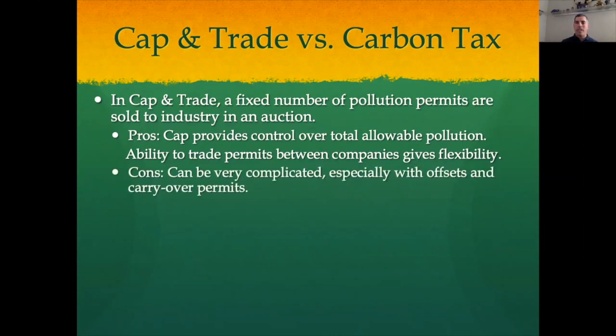The downside of cap and trade is that it can be very complicated, especially, for example, if they allow offsets, which is when a company can go outside of the cap and trade system and buy an offset somewhere else. So for example, let's say PG&E is participating in the California cap and trade system and they didn't have enough permits. So they buy some trees in the Brazilian rainforest and say, we're going to protect these trees in the Brazilian rainforest. So that's great. The trees sequester carbon. So that represents a reduction in carbon emissions.